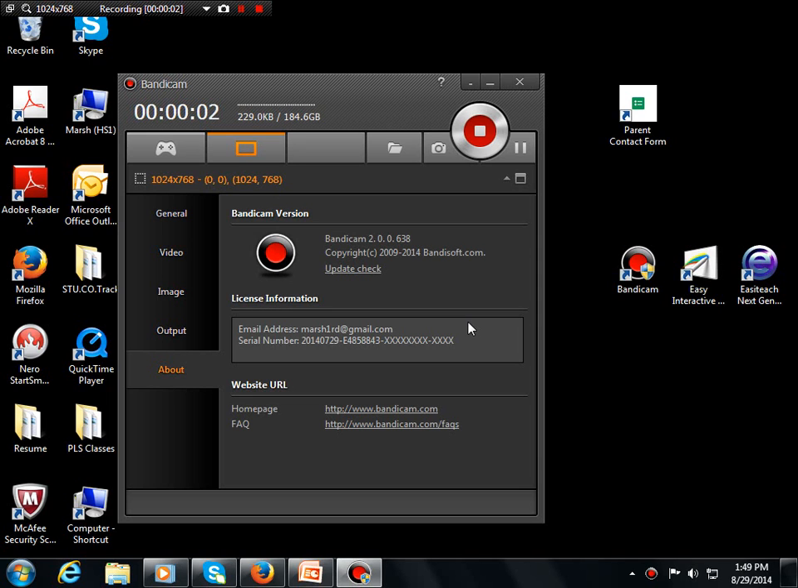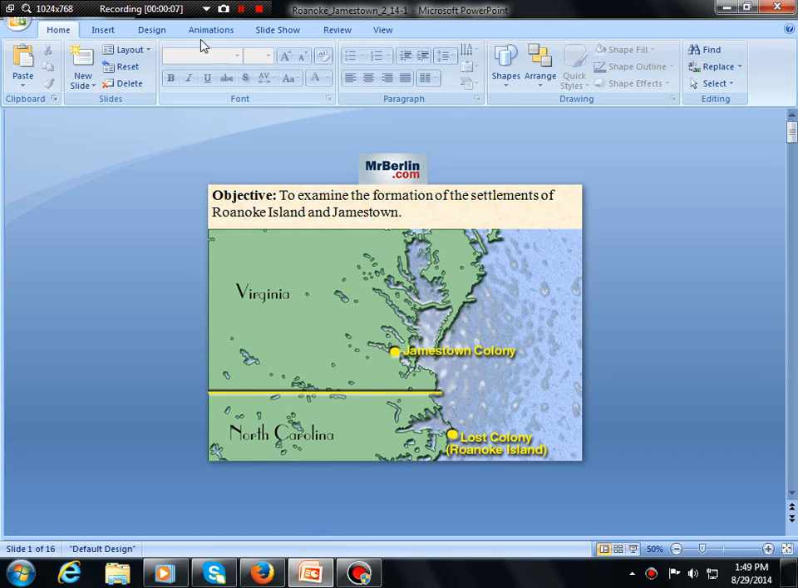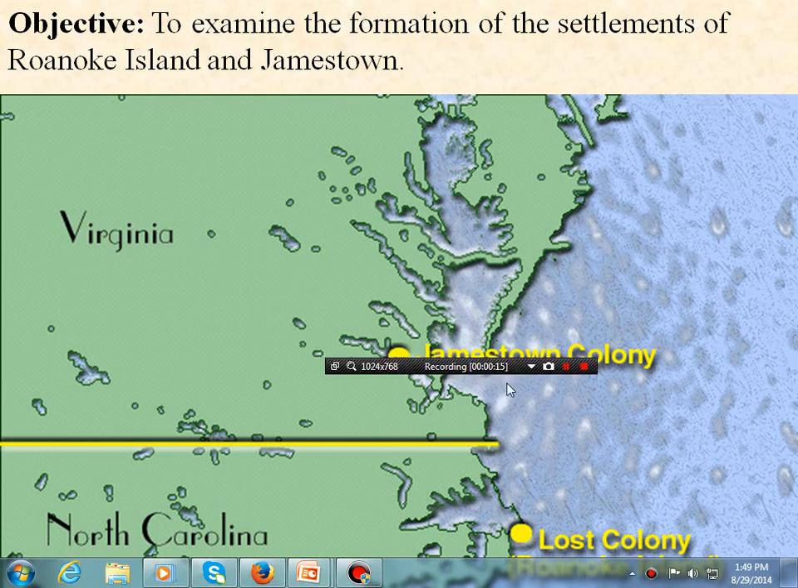Okay, now we're going to talk about how the English came on the scene with colonies in the New World. We're going to take a look at and examine the formation of the settlements of Roanoke Island and Jamestown. These are the first English colonies in the New World.